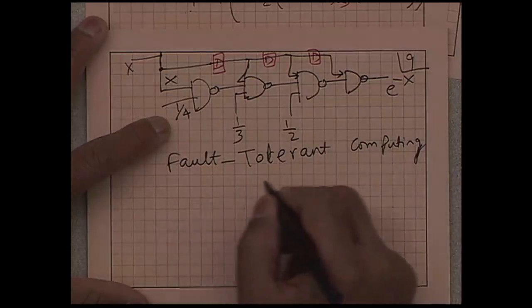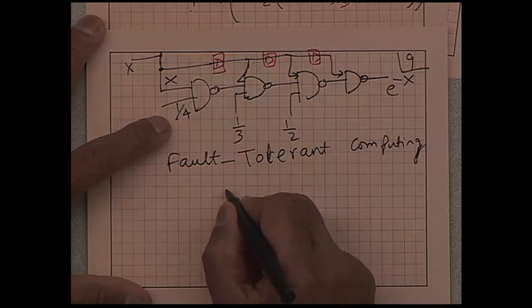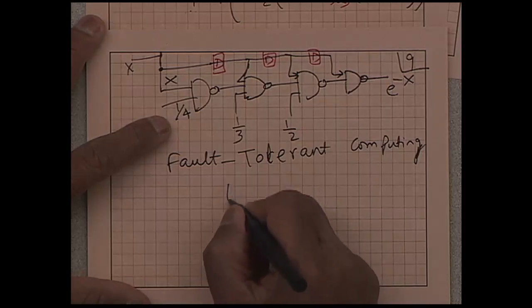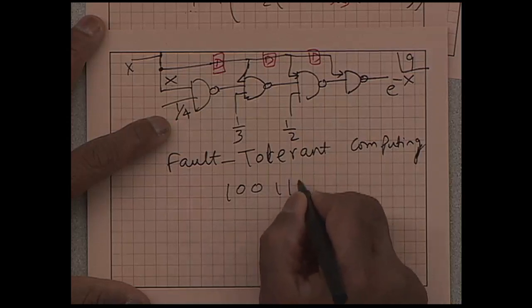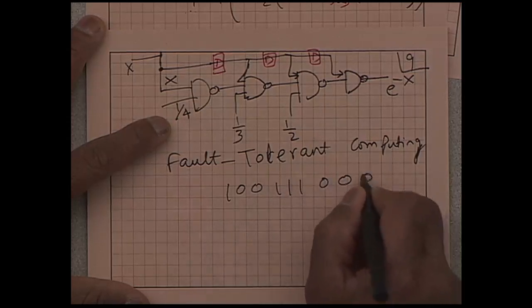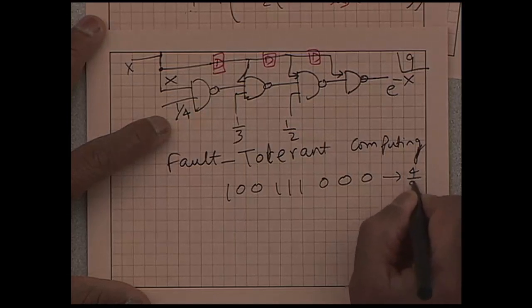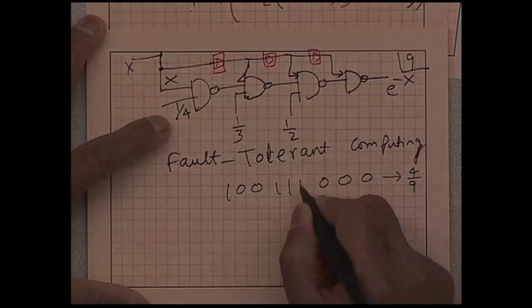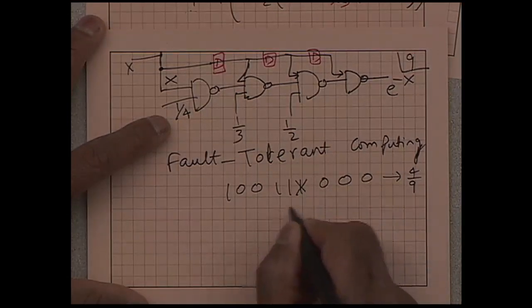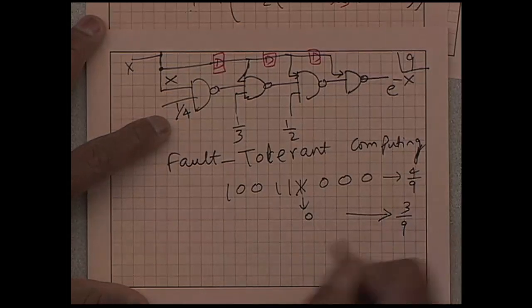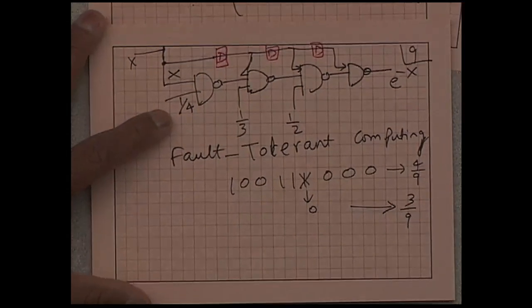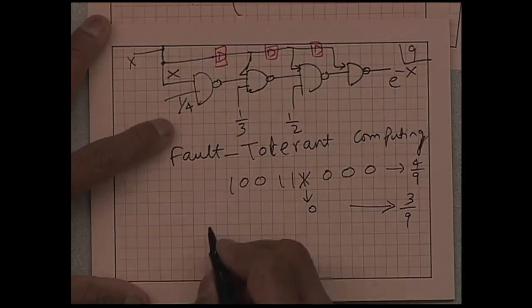So the idea of unary computing is, if I have, let's say, that same 9 bit unary number, 1 0 0 1 1 1 0 0 0, that value is 4 by 9. Now if somehow one bit flipped and became 0, then that value changes from 4 by 9 to 3 by 9. That's not a big jump. I mean, it's still approximately correct.